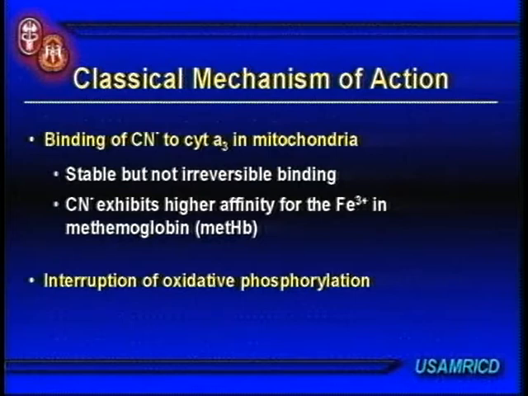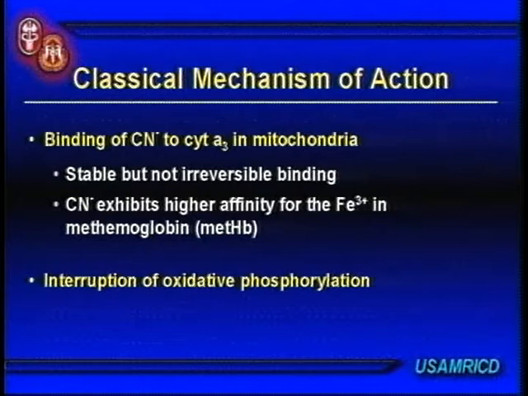Remember, what are the two reactions that cyanide likes to participate in? It likes to react with metals and sulfur. Ooh, very good. Okay, that's what I wanted you to remember. And cyanide actually has a higher affinity for ferric ion if it could find it. Okay, so what do we do? We interrupt oxidative phosphorylation.